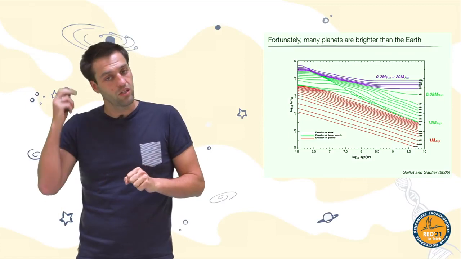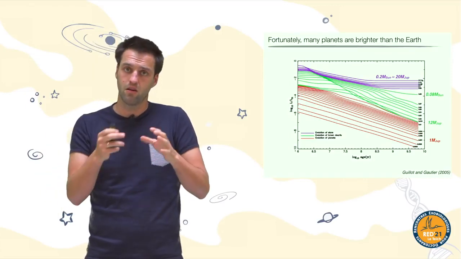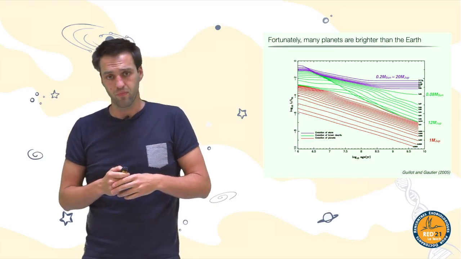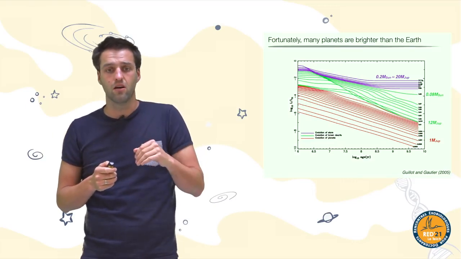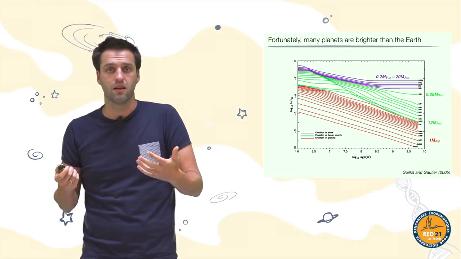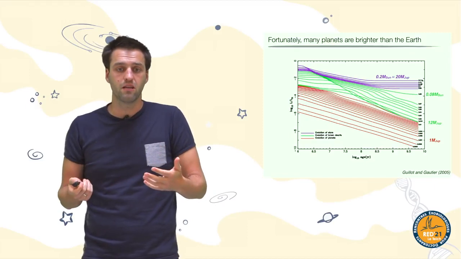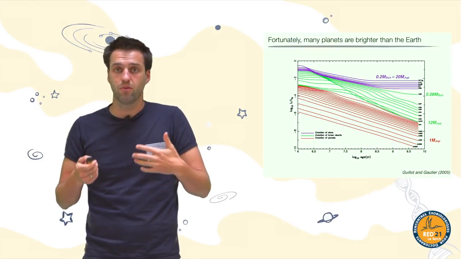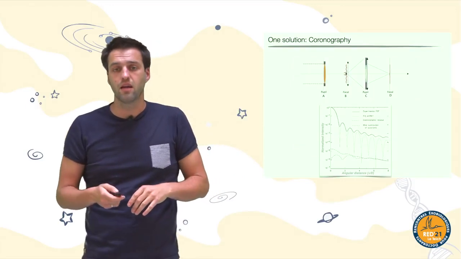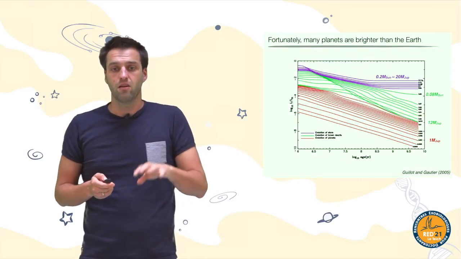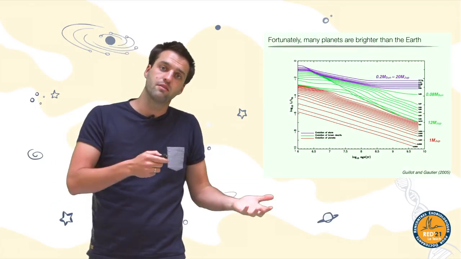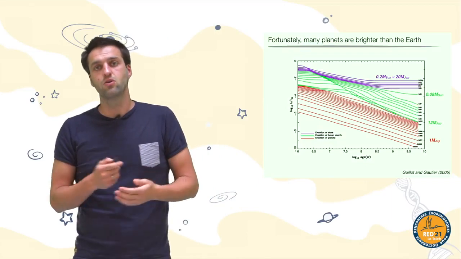But what is important in the context we're talking about is that if you look at the contrast on the left, you see that this contrast is much bigger than 10 to the minus 10. Actually, for many of these objects, it can go to 10 to the minus 5, 10 to the minus 4, which is about the contrast that we've seen in this diagram here. So if we look at massive enough objects or at objects that are young enough, we could observe them.